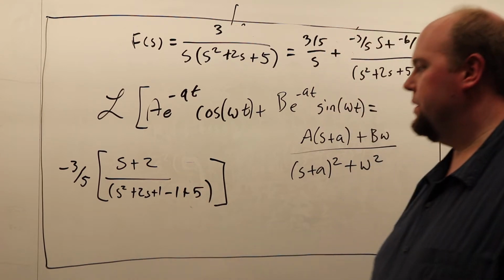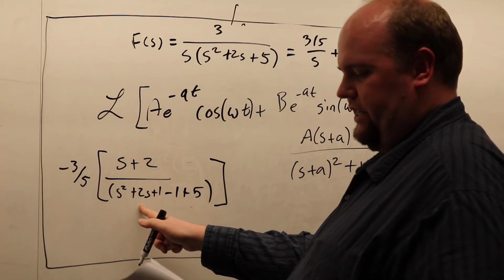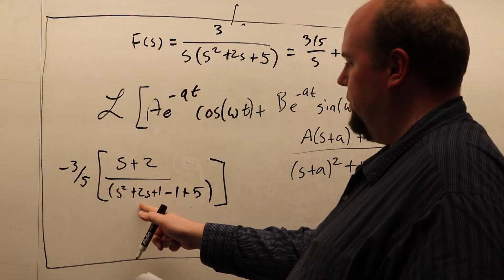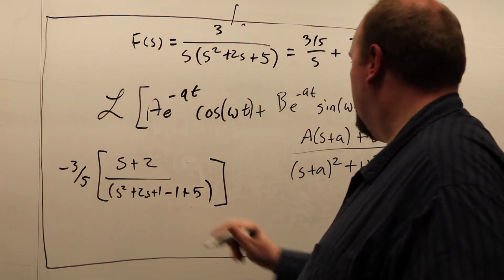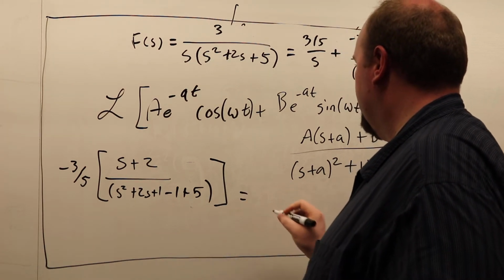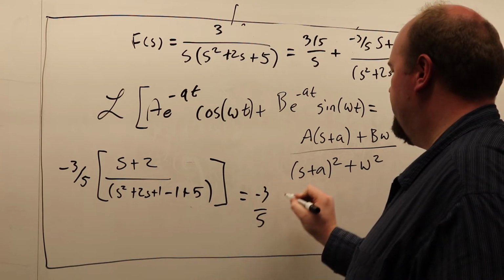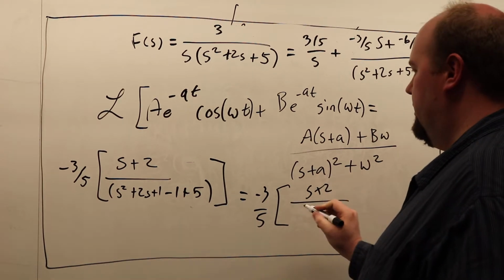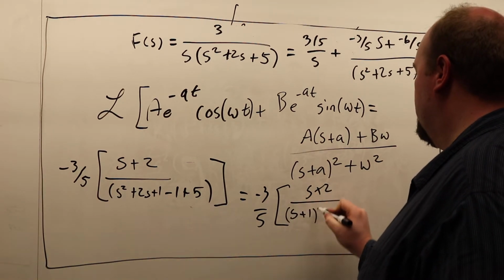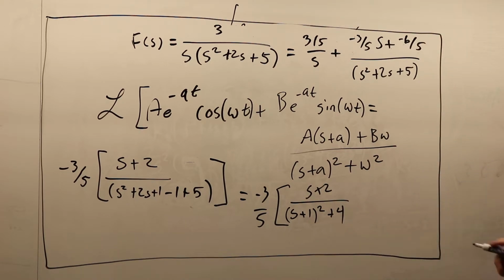here as well. So what we're left with is this term right here is going to be s plus 1 squared. And then we're left with a negative 1 plus 5, which will be 4. So we can rewrite this as negative 3/5 times s plus 2 divided by s plus 1 squared plus 4. Okay, now we're starting to look a little bit more like this.